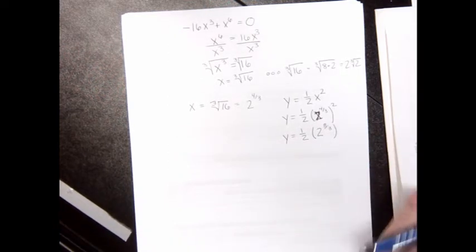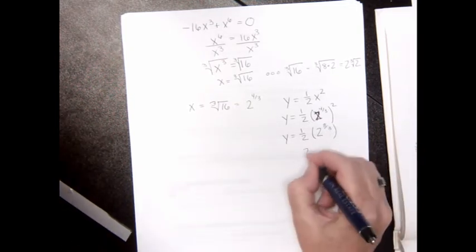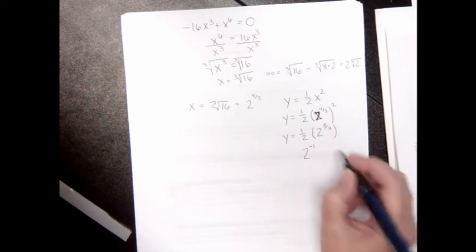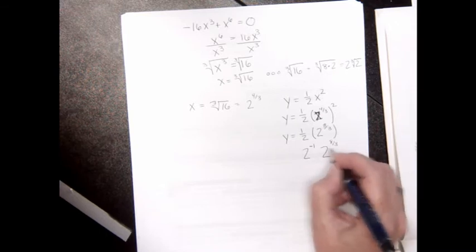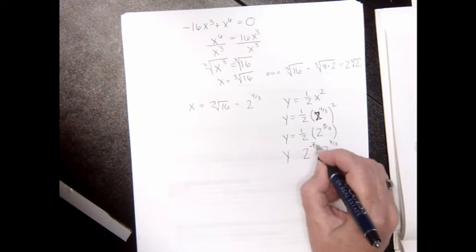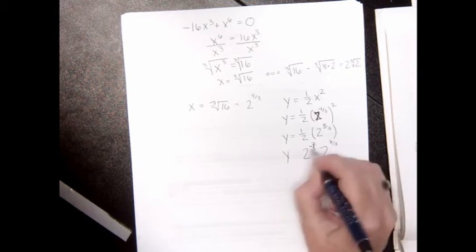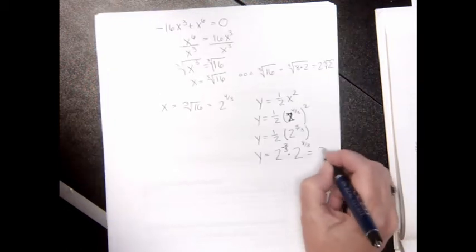And remember that 1/2 is actually 2 to the -1 power. So that's 2 to the negative 1 power, and I have 2 to the 8/3 power. So if I use my laws of exponents, negative 1 is 3 over 3. So I'm going to add my exponents, and I get 2 to the 5/3.